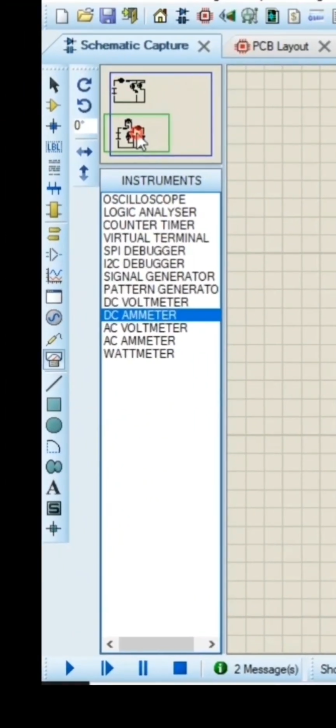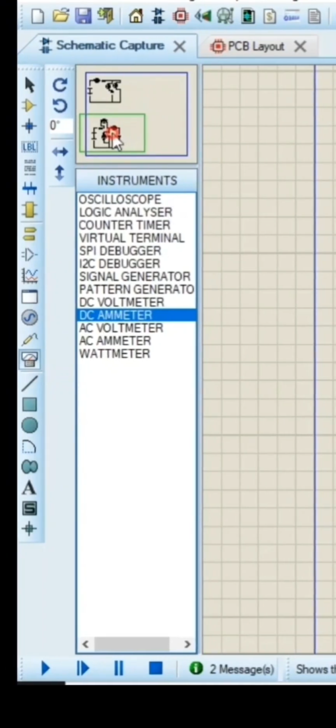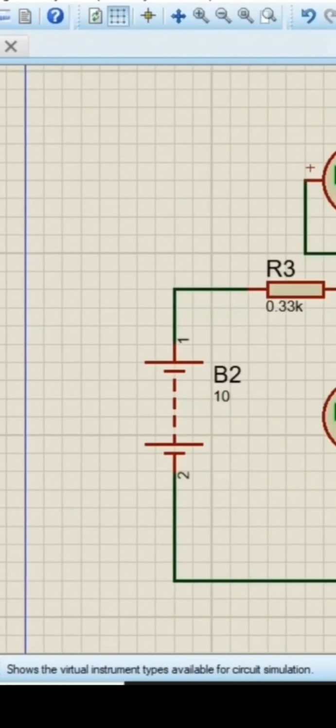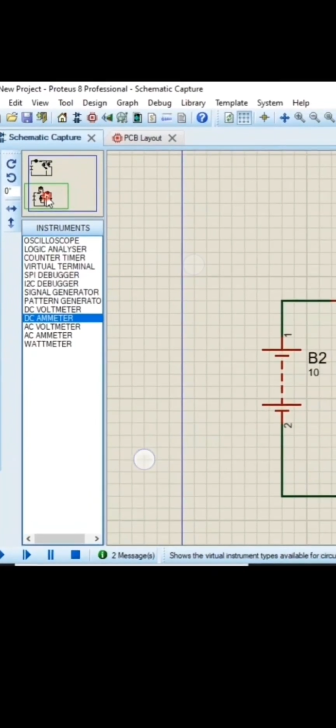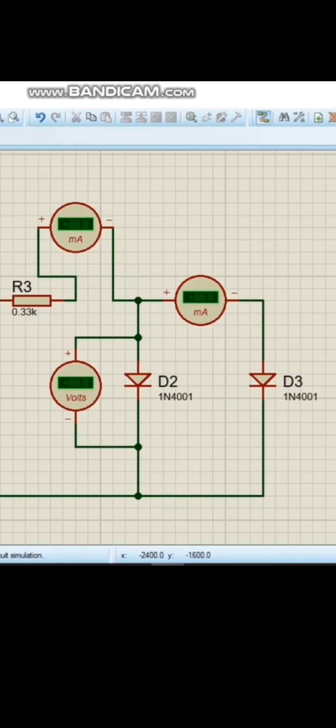So as I told you, click on this option over here, and then you will be shown this log over here. In this log, you have different options like oscilloscope, logic analyzer, counter timer, and so on. But the ones we are concerned with are DC ammeter and DC voltmeter. So we pick up DC ammeter and simply patch it in series, and for the DC voltmeter we patch it in parallel, because the voltage is the same in parallel and the current is the same in series. So this was all for these two examples.